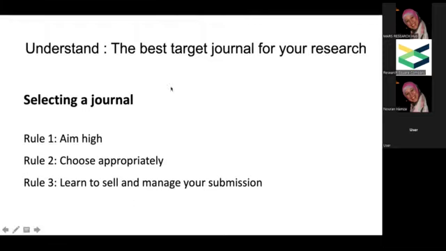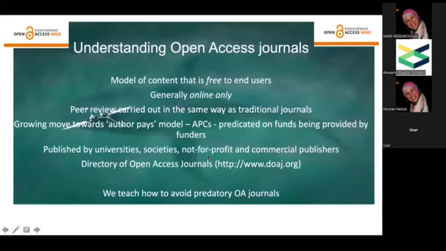But selecting a journal is very important. As an initial step, we of course are talking about open access journals where you've got a model of content free to end users, generally online only, of course, but peer review is carried out in the same way as in traditional journals.